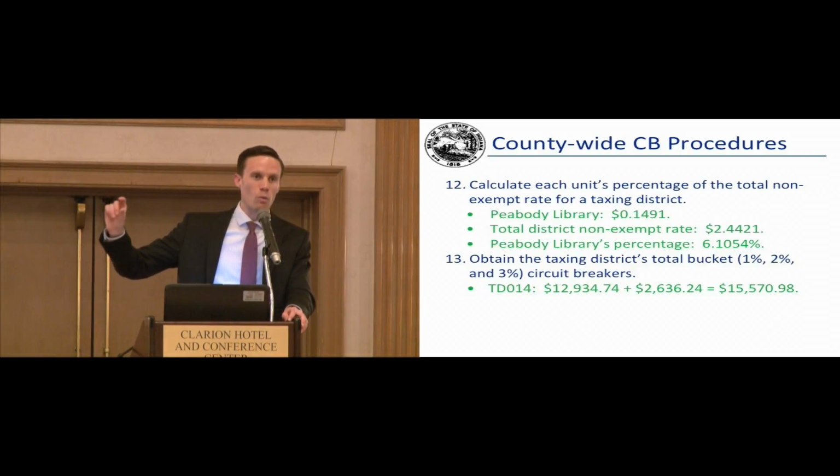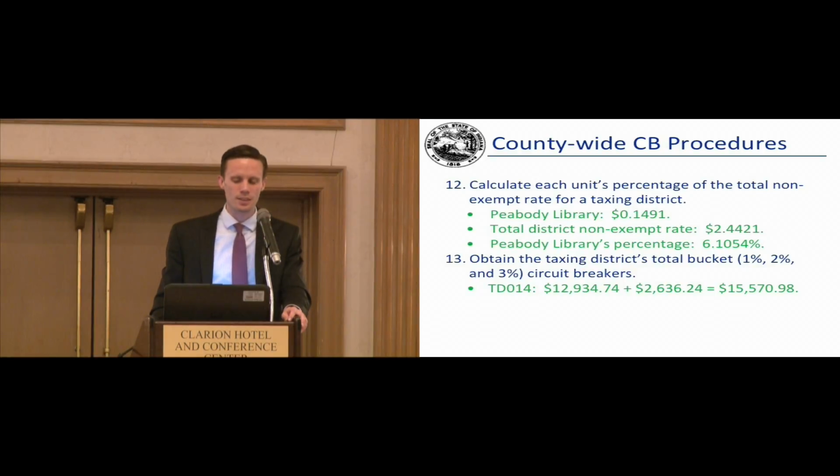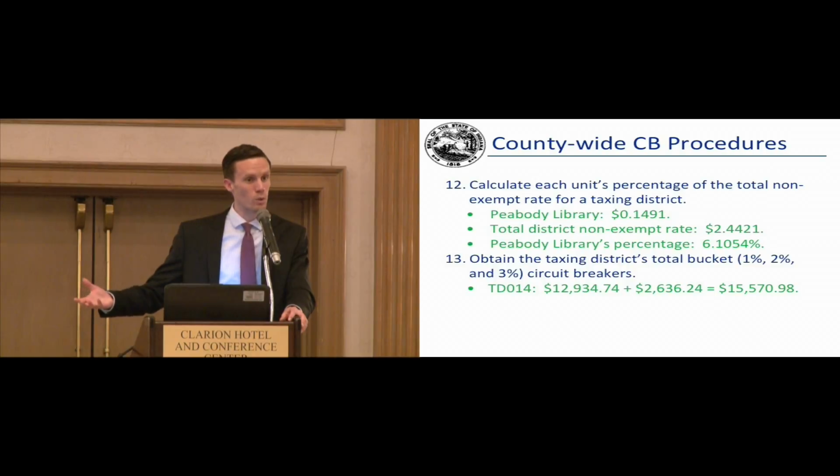After that, we have to figure out what total of the buckets is going to be for that particular taxing district. So we take the 1% plus the 2% plus the 3% if there was one. There's not for this particular taxing district. And we arrive at $15,000 that has to be spread among the funds of the units within that taxing district, thinking exclusively about bucket circuit breakers.